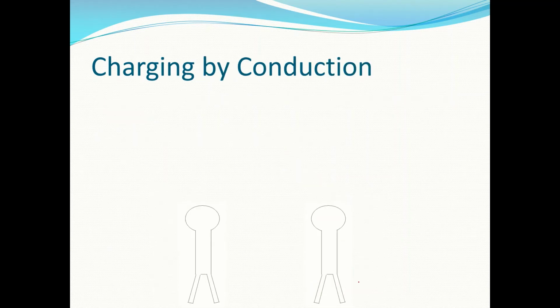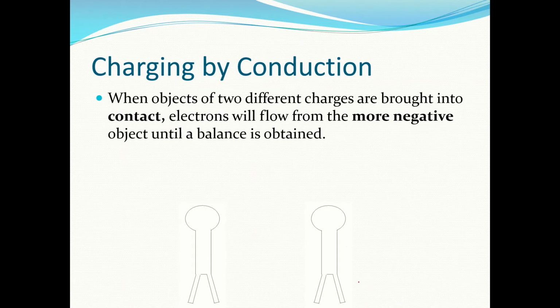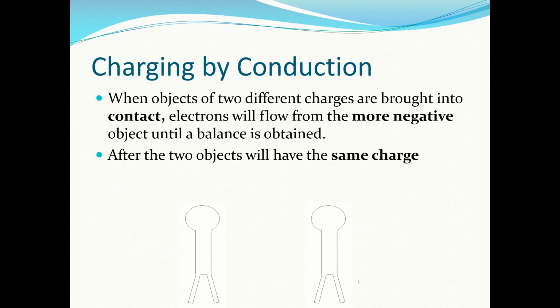Charging by conduction is when objects of two different charges are brought into contact. Electrons will flow from the more negative until a balance is obtained. And then after this, both objects will have the same charge. So I can show you that.